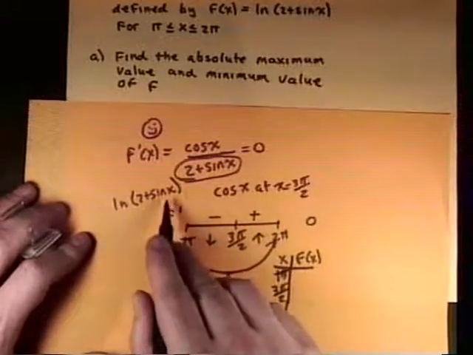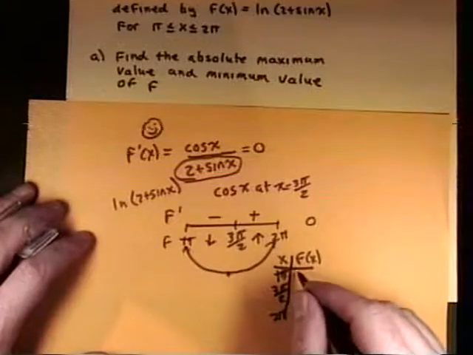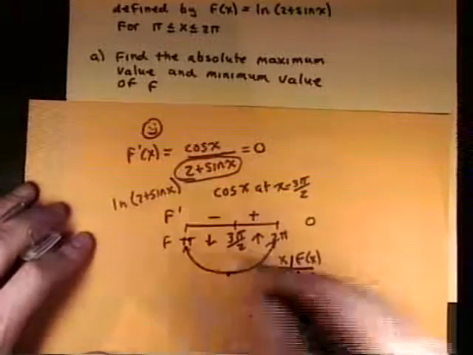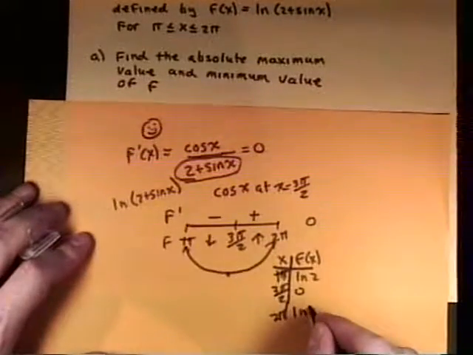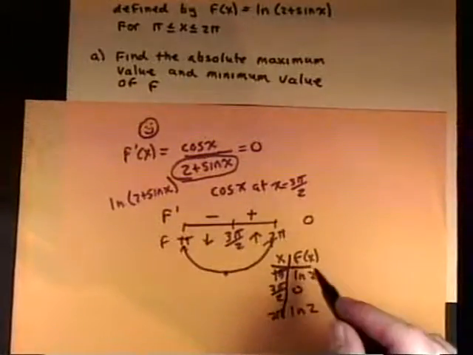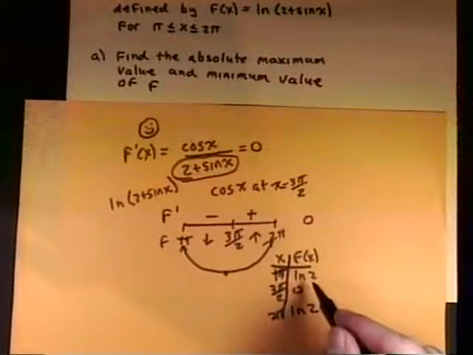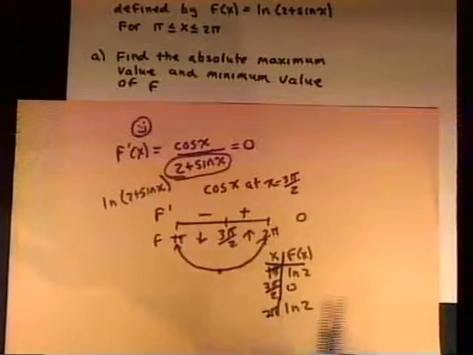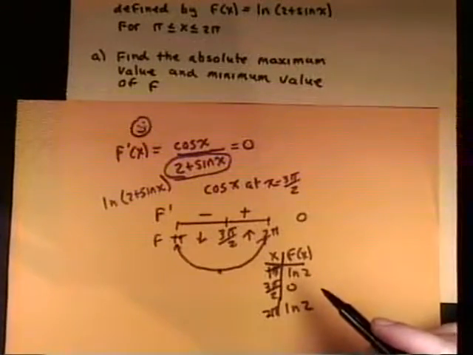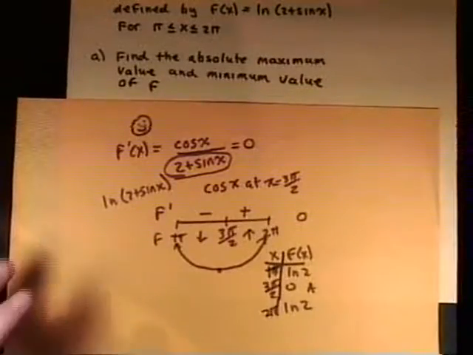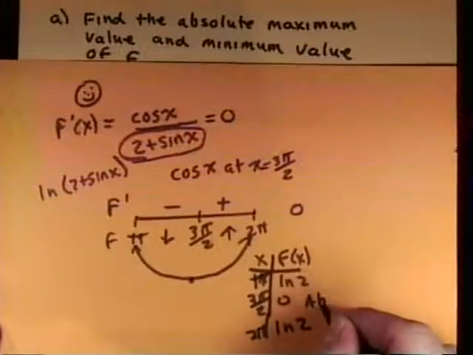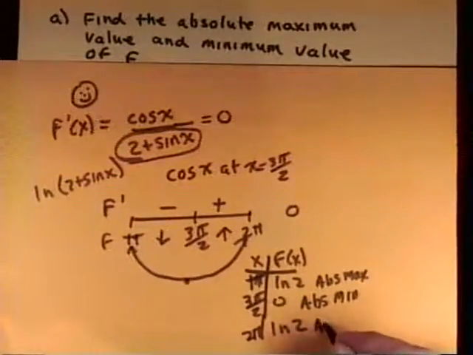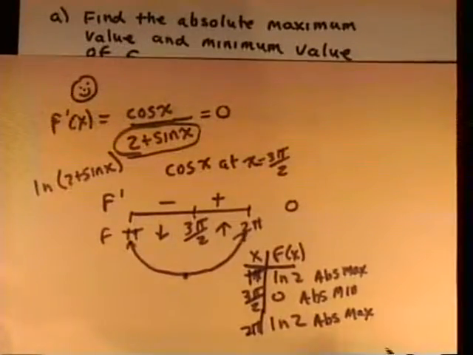When you plug in pi, sine of pi is 0, so this is natural log of 2. When you plug in 2 pi, it's also natural log of 2. So the absolute maximum is the same. The absolute maximum is natural log of 2, and the absolute minimum is 0. So therefore, this is an absolute min, and this is the absolute max. There's actually two: the absolute maximum is natural log of 2, and it occurs at 2 places.